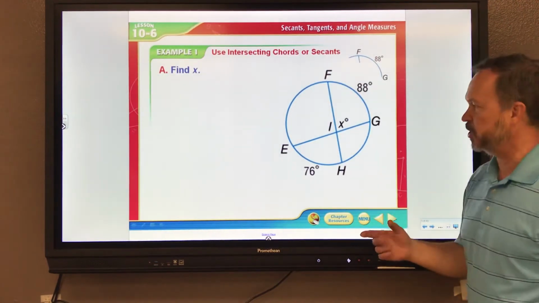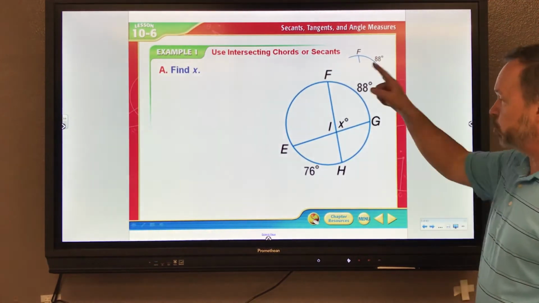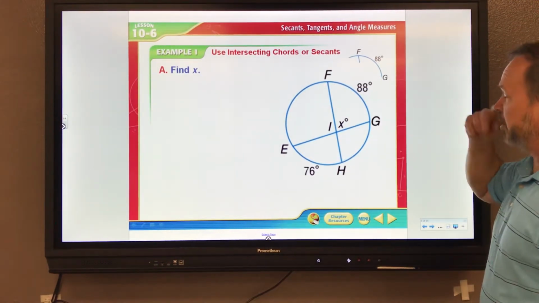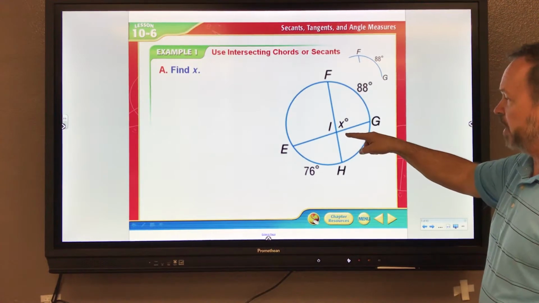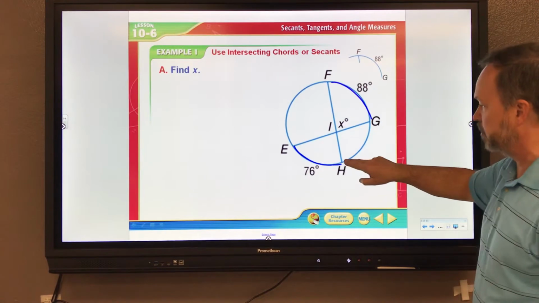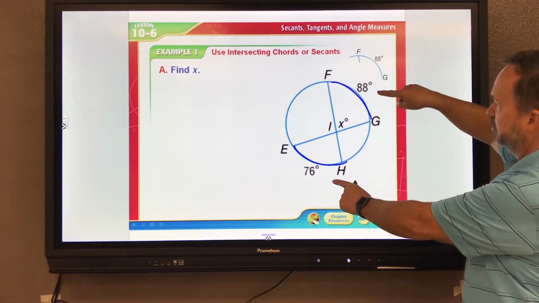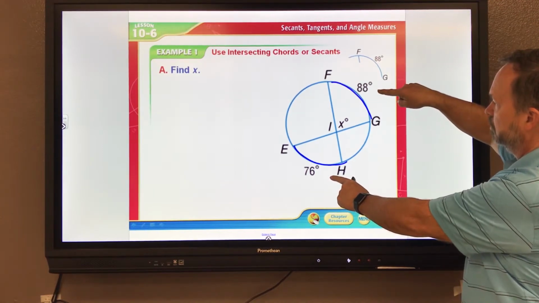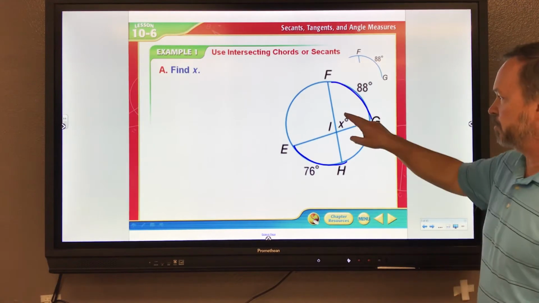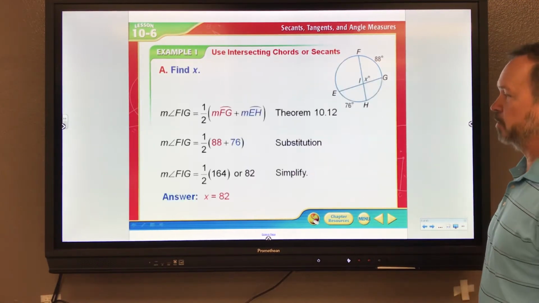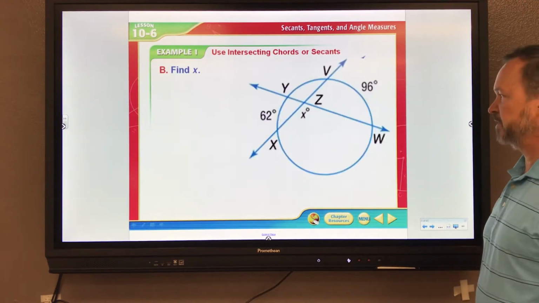So in this particular picture, this is not at the center. These are two chords, part of two secants, that intersect not at the center. But one of the things that we know is that the measure of that angle is going to be the average of these two arcs. So you average those two arcs, and I believe it's 82. So this would be 82, and this would also be 82 because those are vertical angles. They are congruent. Think average.